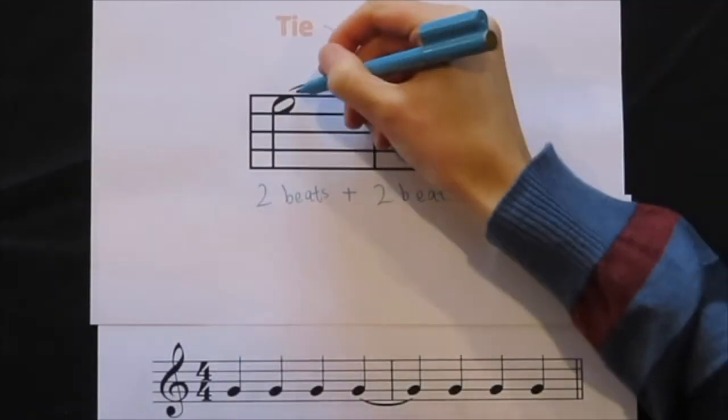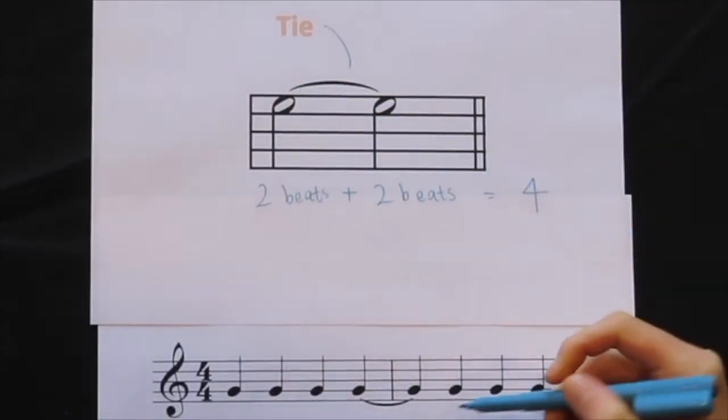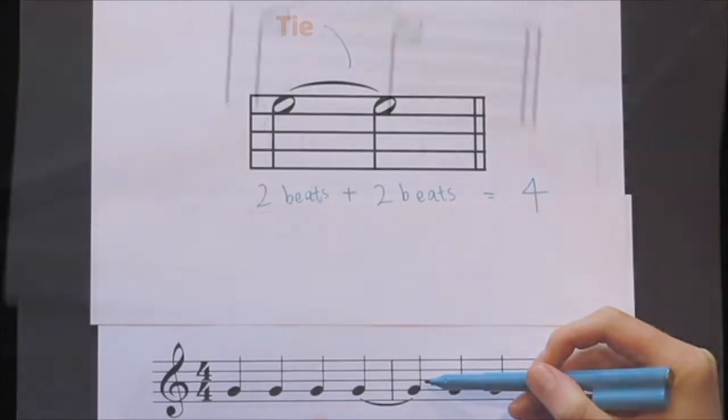We draw ties on the opposite side of the stems of the notes. We can also use ties across bar lines like this.